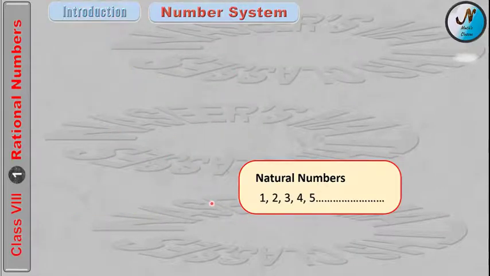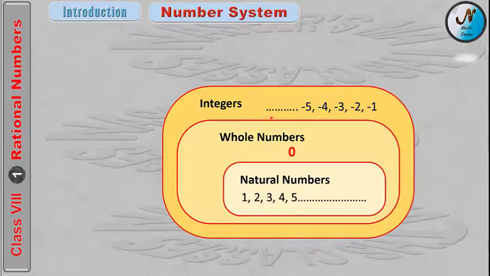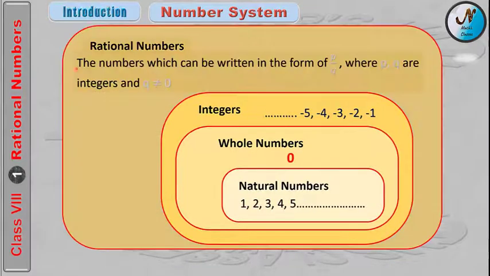Next, we denote the above number system diagrammatically. Natural number set is 1, 2, 3, 4, 5 and so on. Next, whole numbers means 0 included: 0 plus natural numbers together is called the whole number set. Integers means negative numbers, 0 and natural numbers together. Next, rational numbers means the numbers which can be written in the form of p by q, where p, q are integers and q should not be equal to 0.